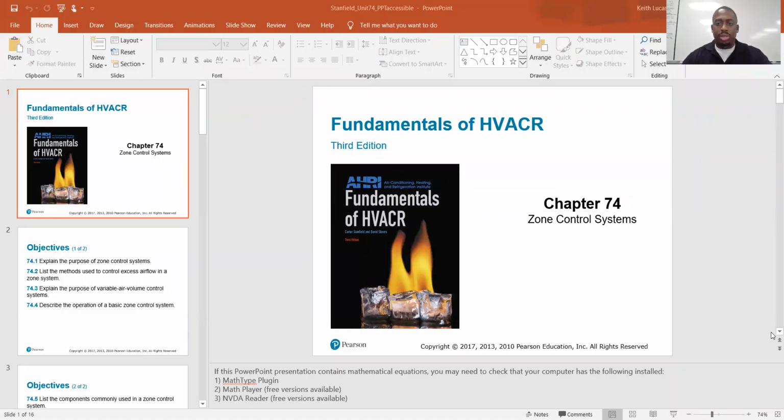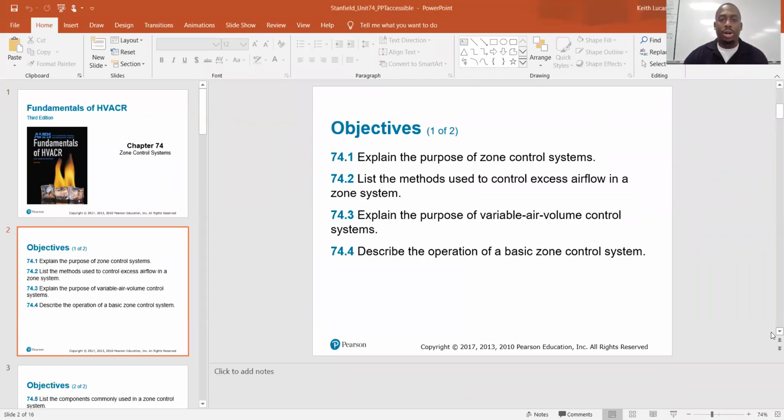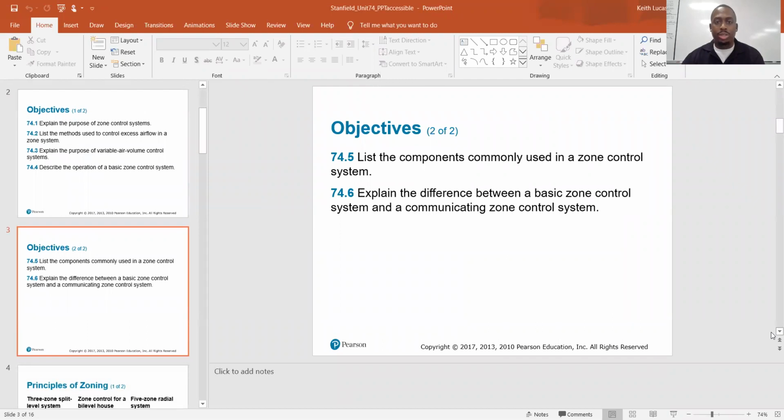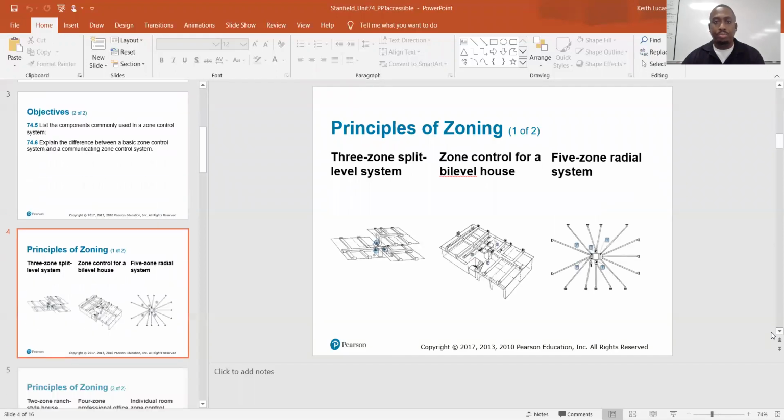Zone control systems, Unit 74. The objectives are: explain the purpose of zone control systems, list the methods used to control excess airflow in a zone system, explain the purpose of variable air volume control systems, describe the operation of a basic zone control system, list the components commonly used in zone control systems, and explain the difference between a basic zone control system and a communicating zone control system.